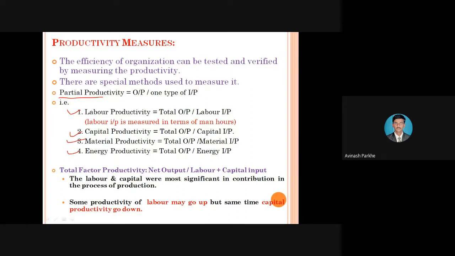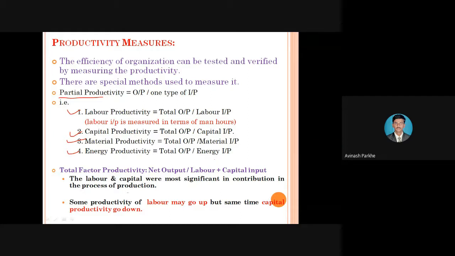That is, labor productivity is equal to total output upon labor input. Capital productivity is equal to total output upon capital input. Similarly, material productivity is equal to total output upon material input. And the last one, energy productivity is equal to total output upon energy input.